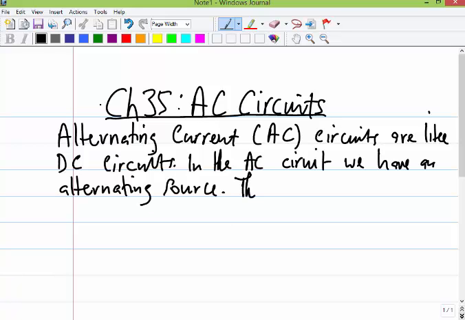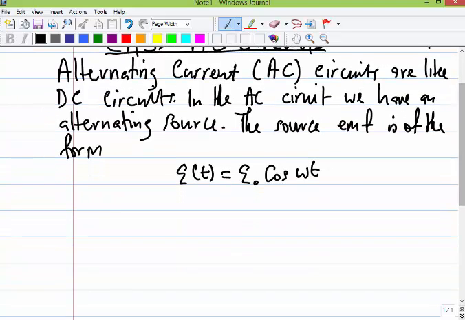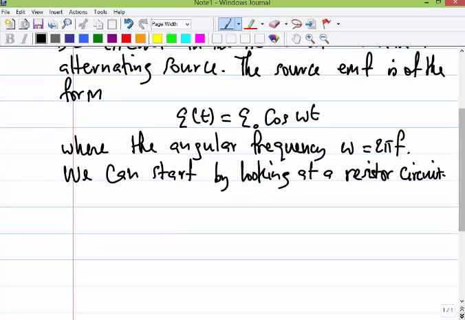And we can say the source EMF is of the form E of t equals E naught cosine omega t. So it's an oscillating circuit, or oscillating EMF, where the angular frequency omega is equal to 2 pi f. We can start by looking at a resistor circuit. So let's look at the resistor circuit first.